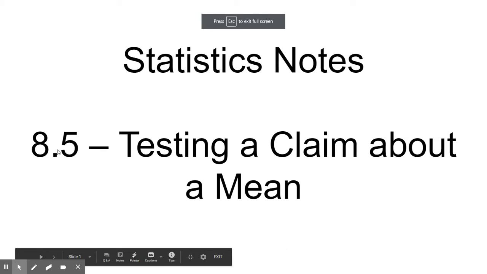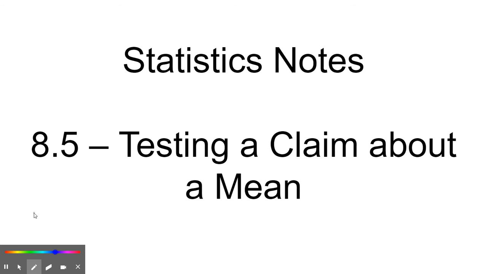All right, stats 8.5, testing a claim about a mean. This ties into section 8.3, where we did some testing on claims, but that was for a proportion. And it definitely ties in to 8.6, the next section, where you have to use the 4-step process to complete a significance test for a mean.